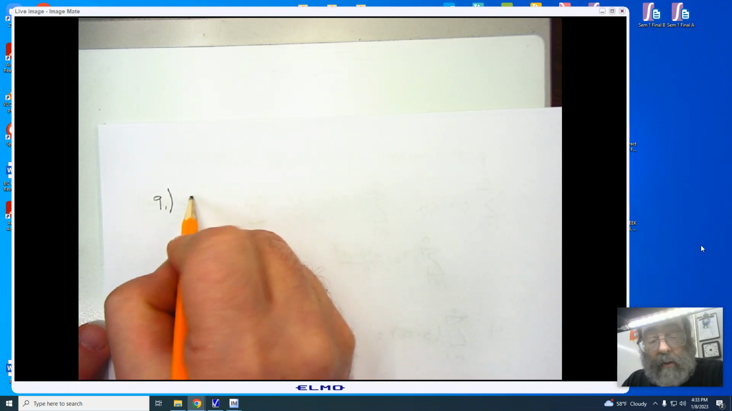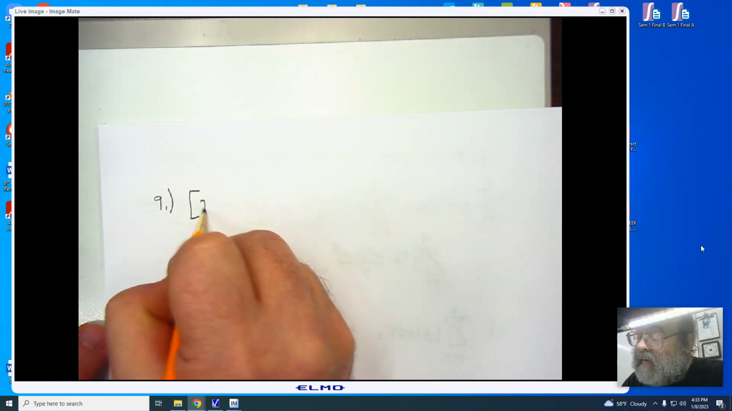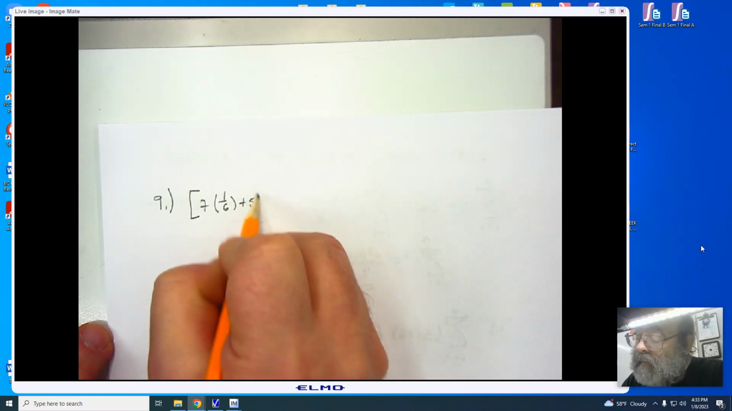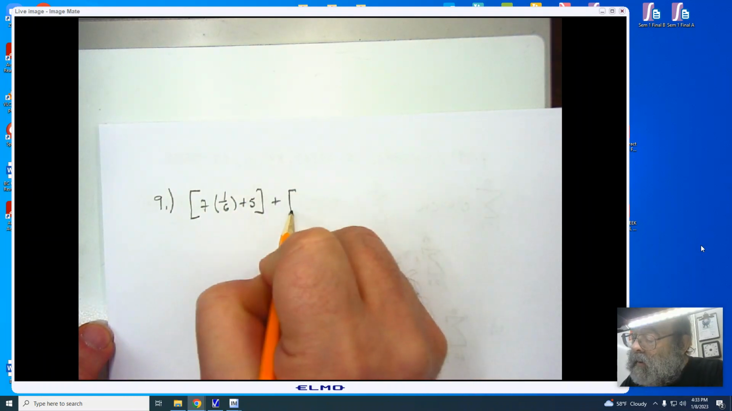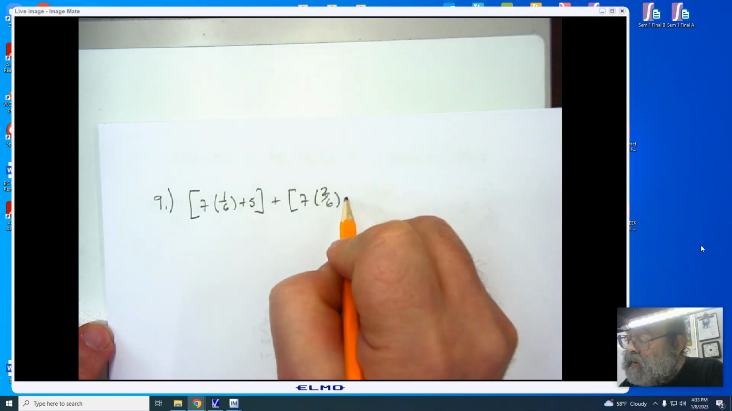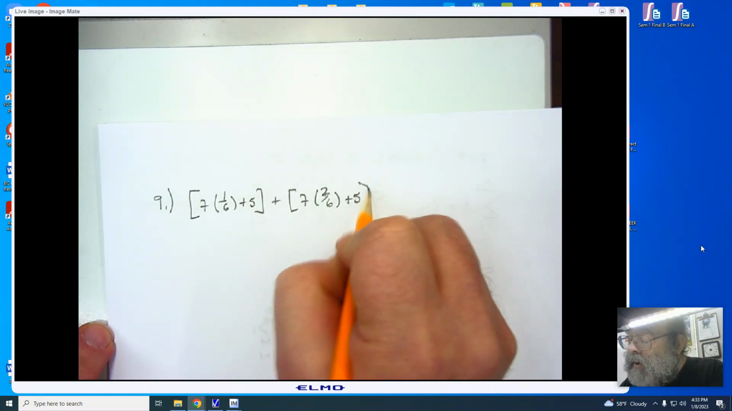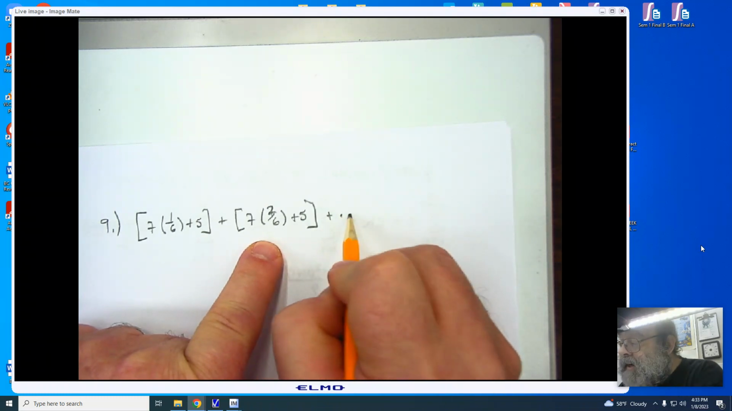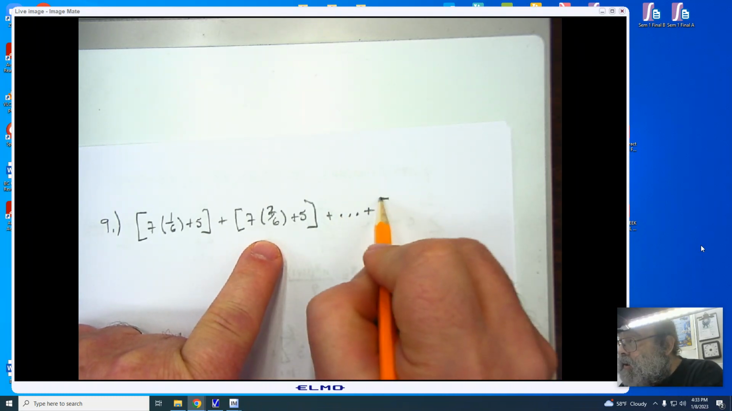Let's take a look at number 9. Number 9 similarly has 7 times 1 over 6 plus 5, 7 times 2 over 6 plus 5. Now you'll notice they haven't simplified that. They could have written it as 1/3. They did not. They're being very kind to us right now.